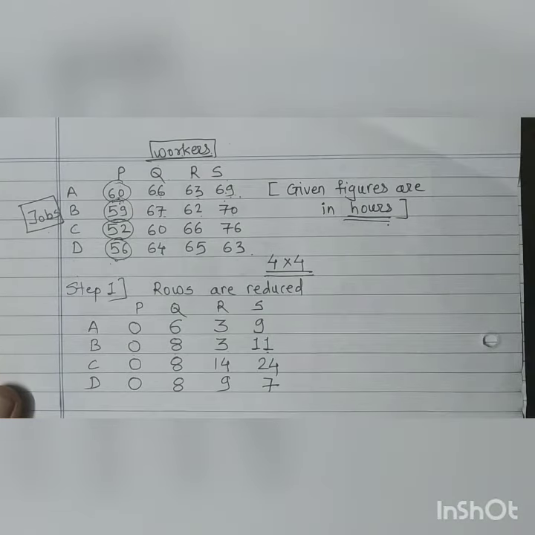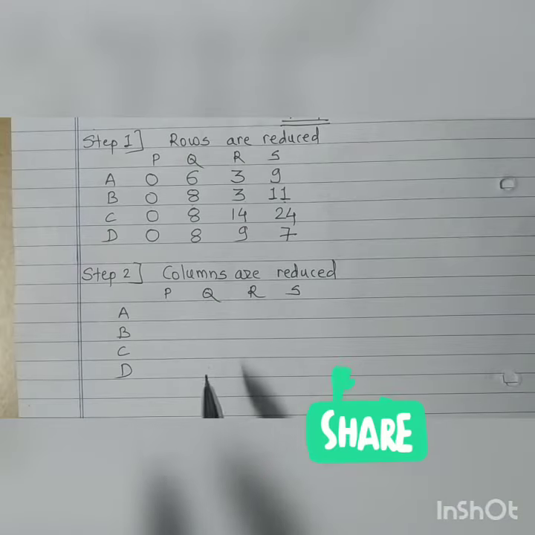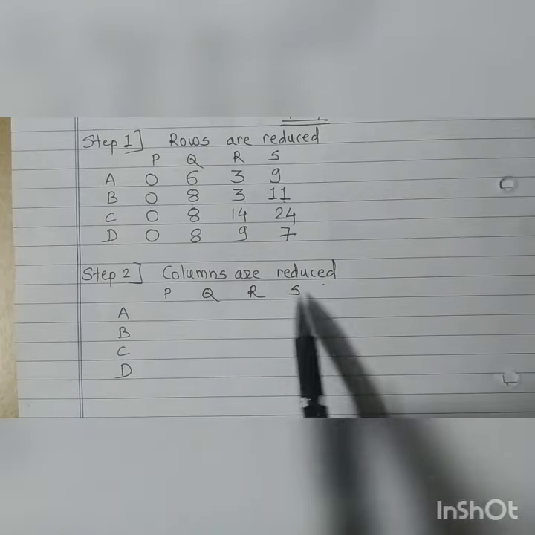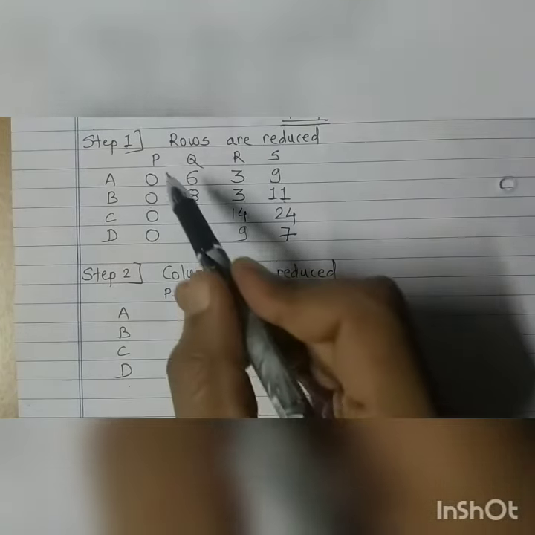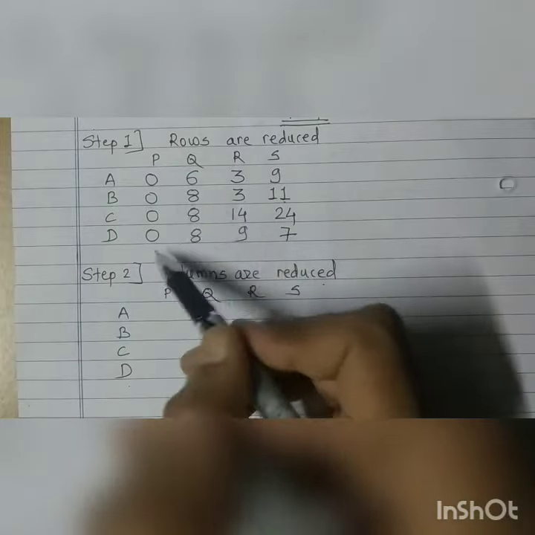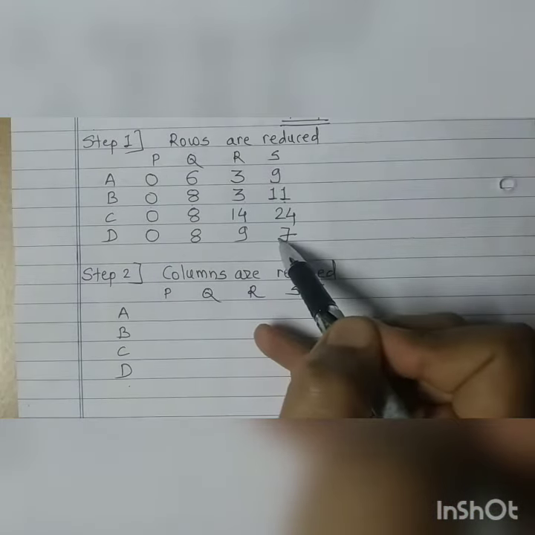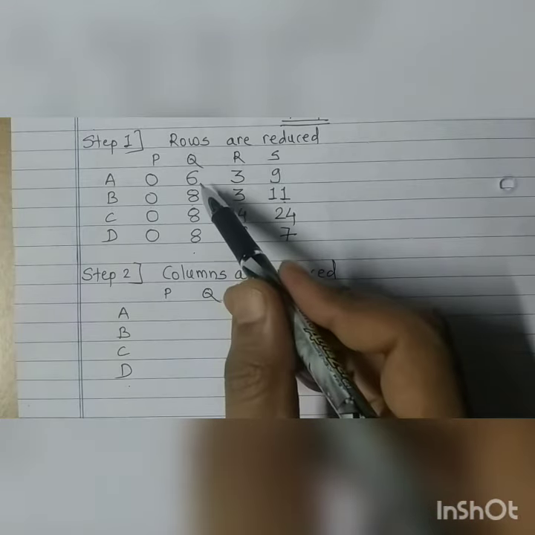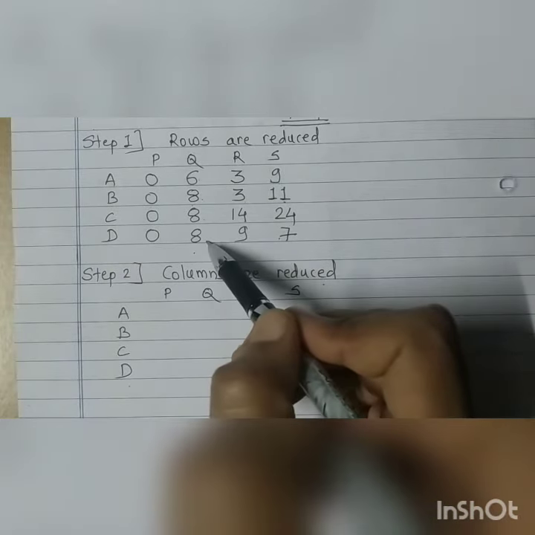So first step is completed. Now step number 2, columns are reduced. In this step, again write PQRS ABCD as it is and consider first column and second column, third column and fourth column. So I will start with second column first.